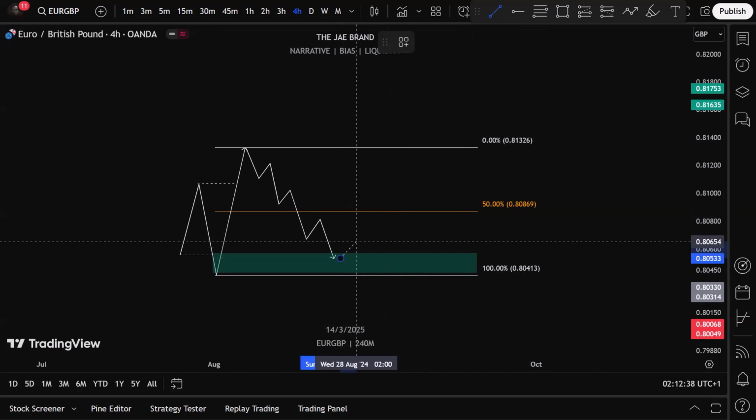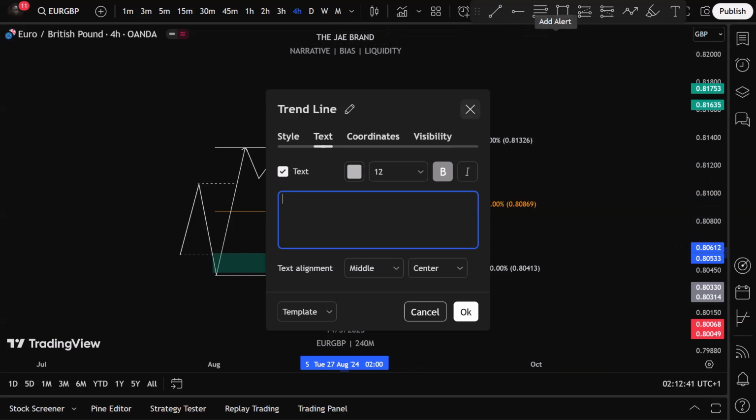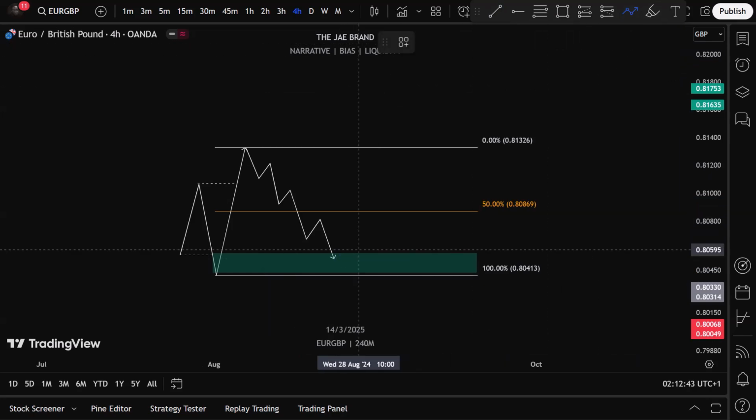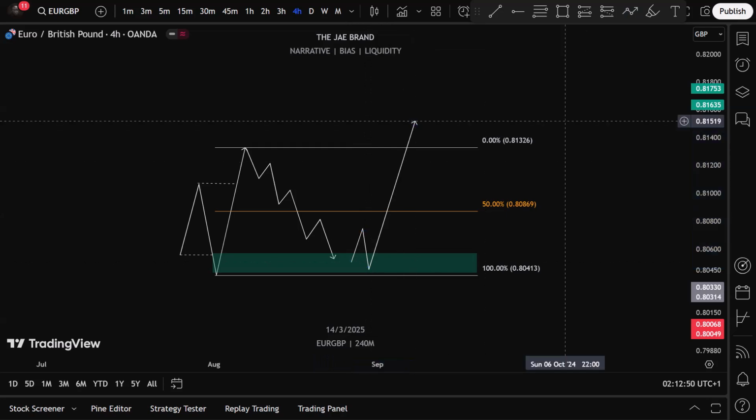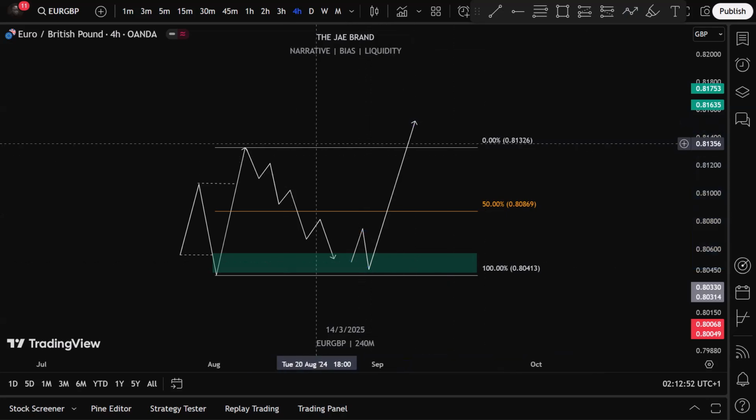Price will change character on the lower time frame, and once price changes character, boom, this becomes your target.